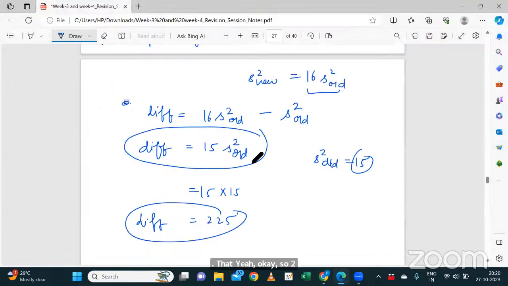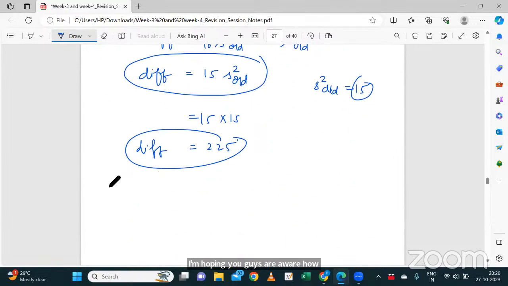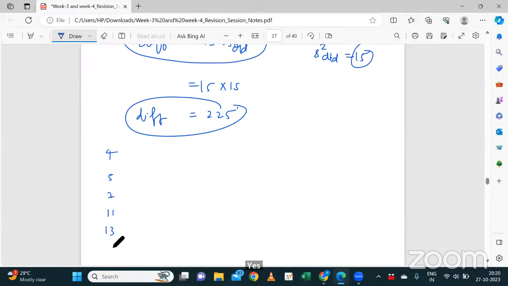I'm hoping you are aware of how to compute this sample variance. First of all, you have to find the average of these values, then compute xi minus x bar. The sum is 40, so 8 is the average, correct?